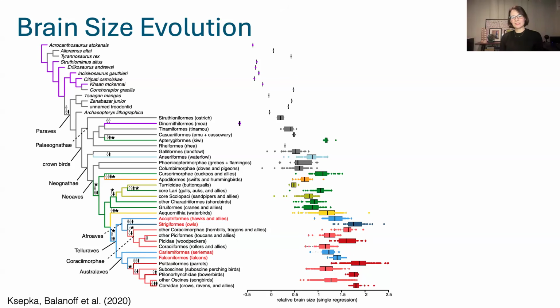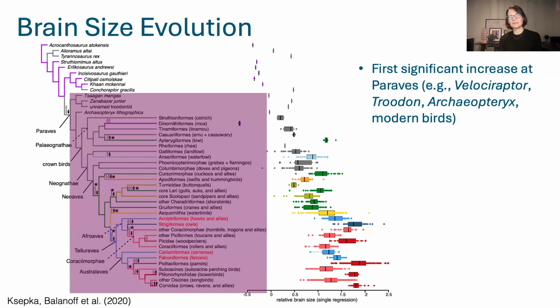And so I was asking this question, where do we see this jump in brain size on the tree? And it's actually within this group called Paraves. And Paraves includes dinosaurs like Velociraptor and Troodon. It includes Archaeopteryx, but it also includes living birds.